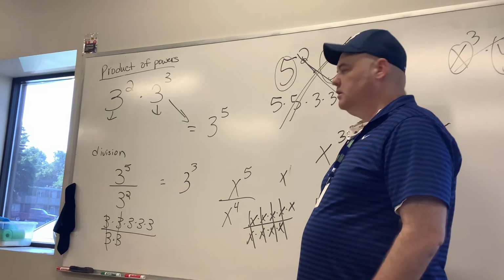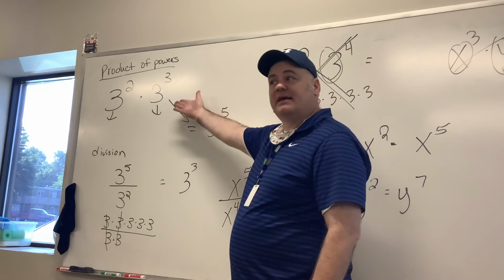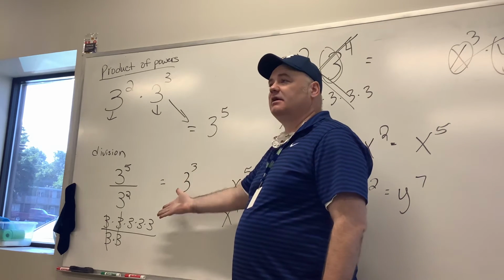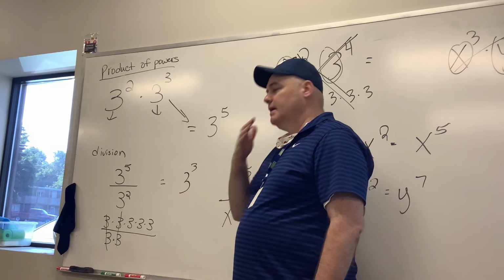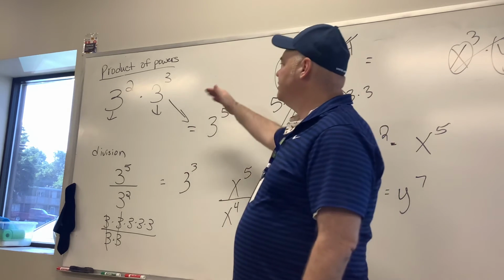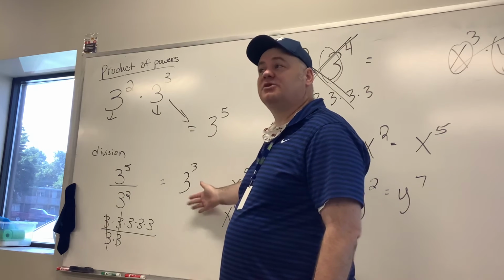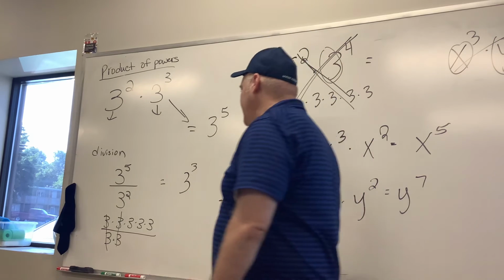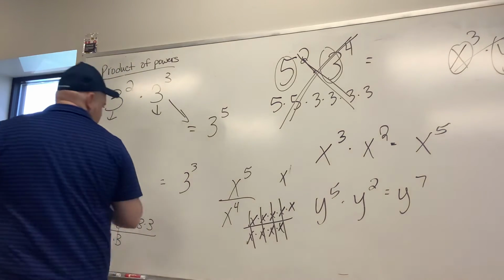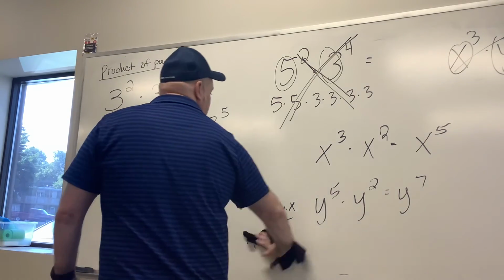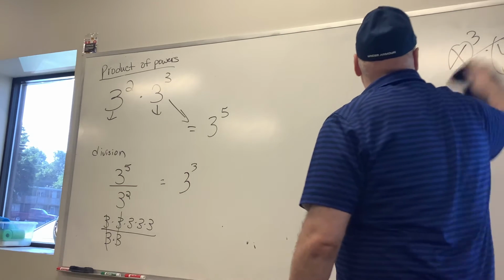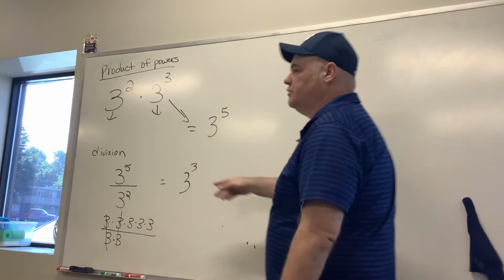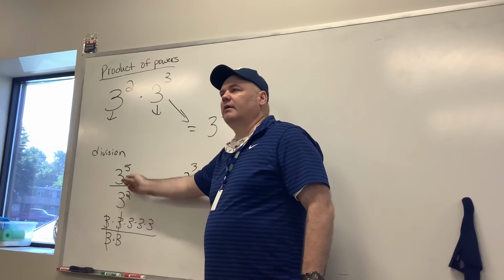So when we're multiplying, we add the exponents. When we're dividing, we subtract the exponents. But here's what happens when you're doing the division. We did 5 minus 2, right?